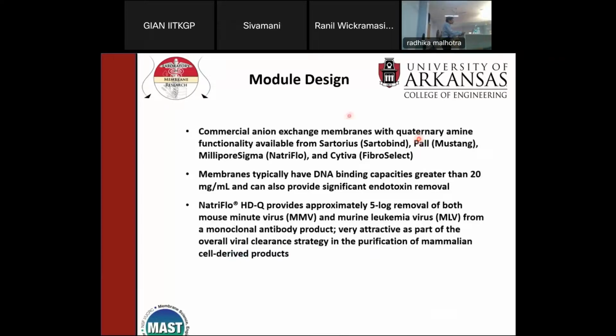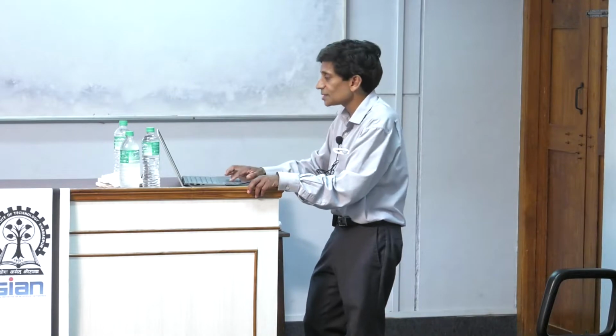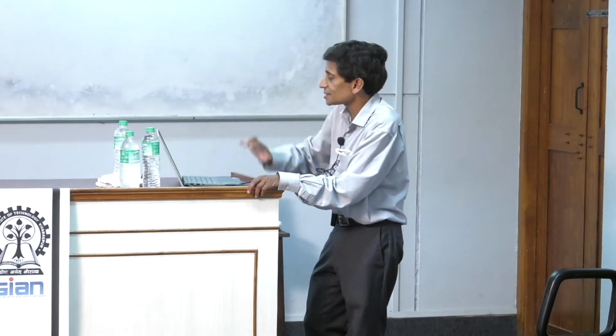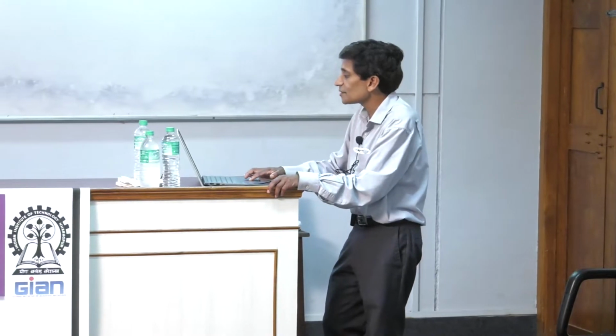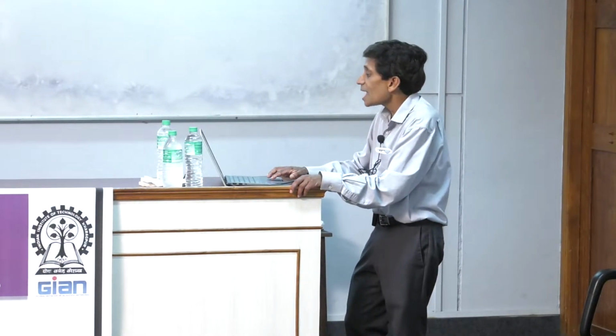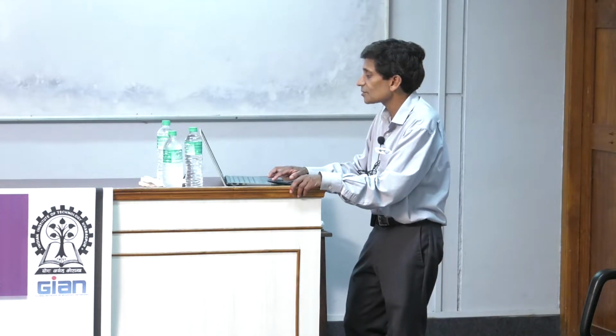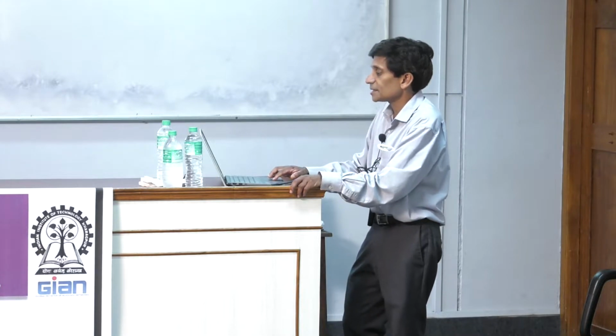Commercial anion exchange membranes with quaternary amine functionality are available from Sartorius, from Pall Corporation, from Sigma, and from Cytiva. Membranes typically have DNA binding capacities greater than 20 milligrams per ml and can provide significant endotoxin removal. And this Natrix HD-Q, that's what I was trying to show you earlier, I showed you the SEM of that, provides 5-log removal of both parvovirus, minute virus of mice, and murine leukemia virus from a monoclonal antibody product. Very attractive as part of the overall virus clearance strategy in the purification of mammalian cell-derived products.